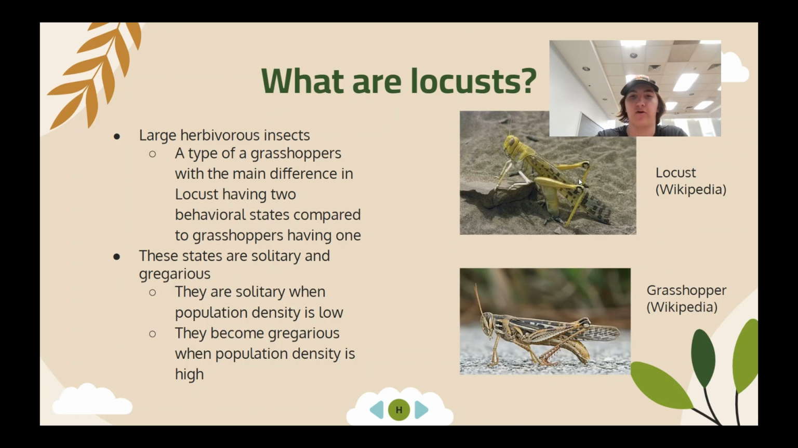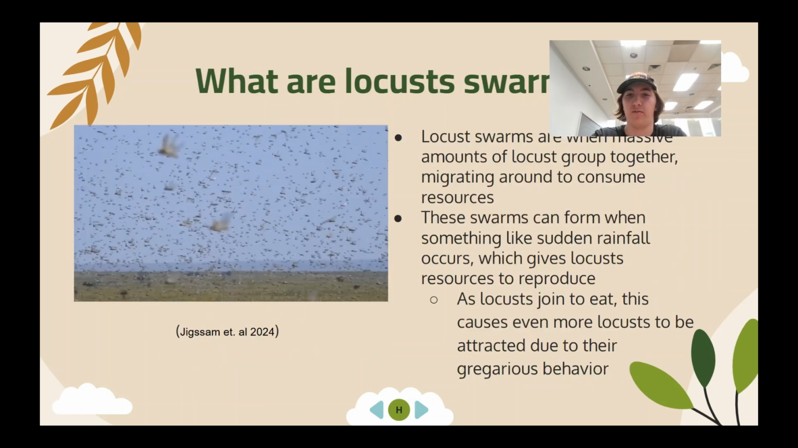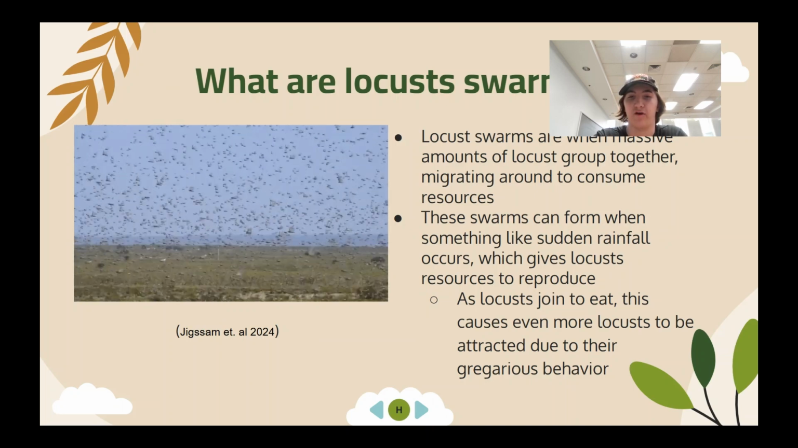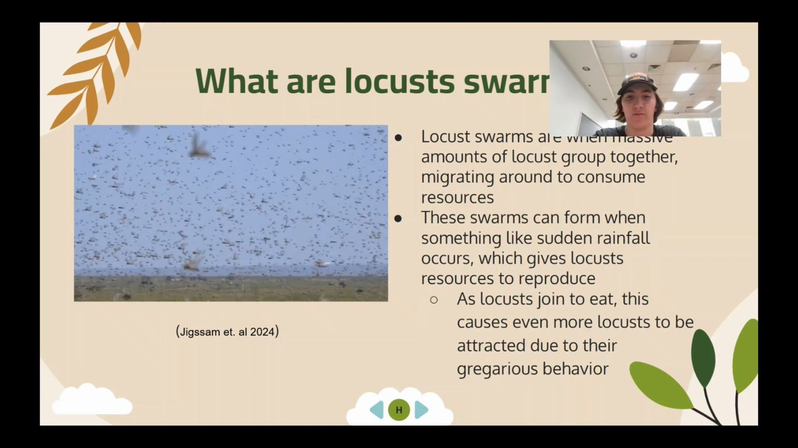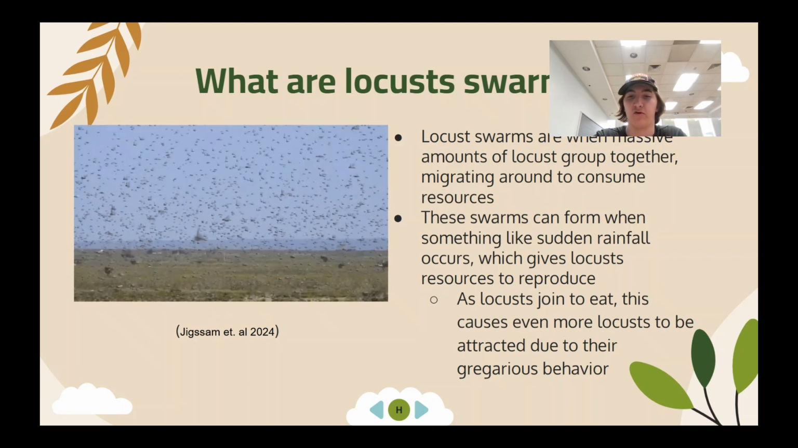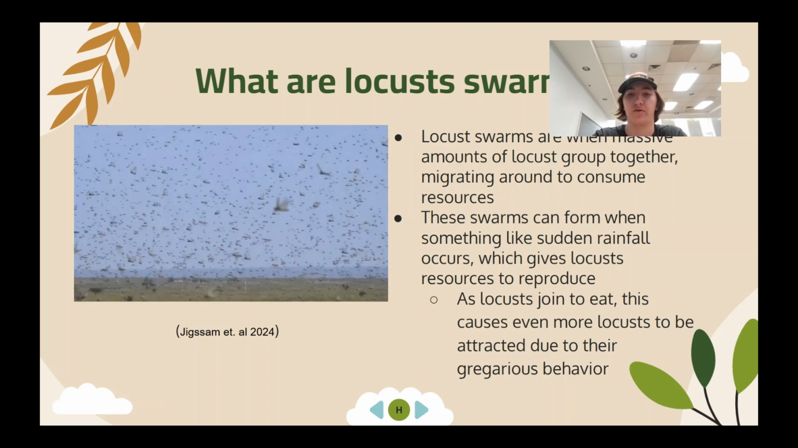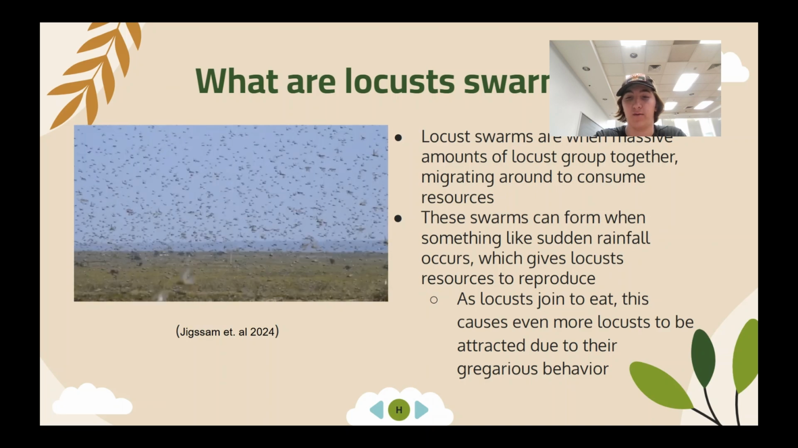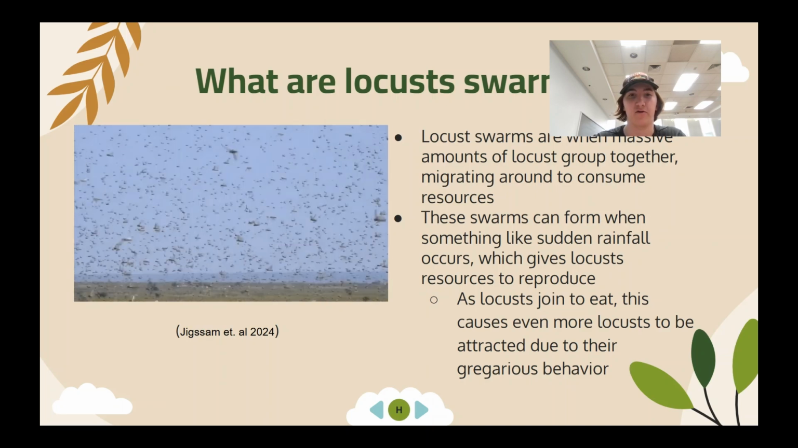And so what are locust swarms? Locust swarms are when massive amounts of locusts group together and migrate around to consume resources together. These swarms can form when something like sudden rainfall occurs, which gives the locusts resources to reproduce. As locusts join to eat, this causes even more locusts to become attracted due to their gregarious behavior.